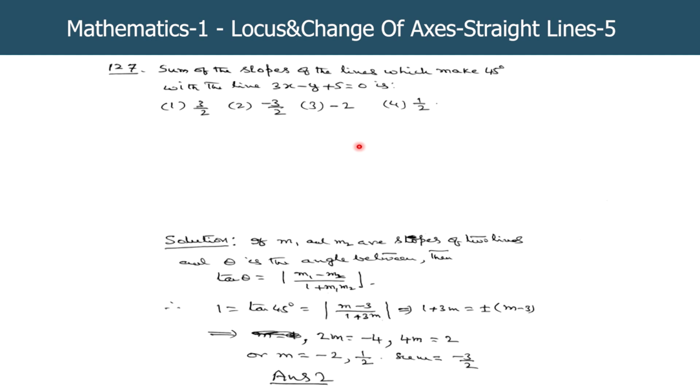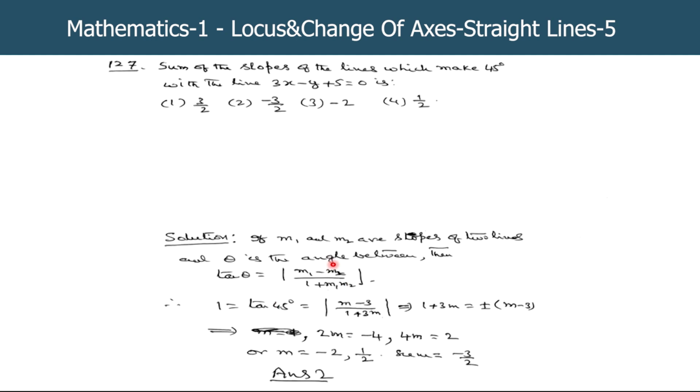127. The sum of the slopes of the lines which make 45 degrees with the line 3x - y + 5 = 0 is: 1) 3, 2) -3/2, 3) -2, 4) 1/2. Suppose M1 and M2 are the slopes of the two lines and theta is the angle between them. Then tan theta is equal to the modulus of (M1 - M2)/(1 + M1 M2), which always gives the acute angle. Without modulus, you will get either an acute or an obtuse angle. So here you are given a 45 degree angle between the lines.